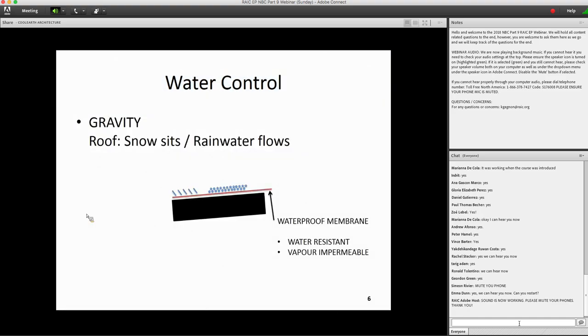For the roof, we have gravity, we have rainwater that flows, we have snow that sits, and we do need to have a waterproofing membrane. That membrane has to be water resistant and also has to be vapor impermeable.